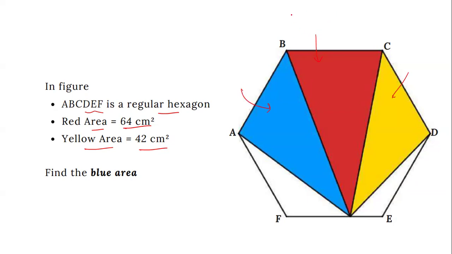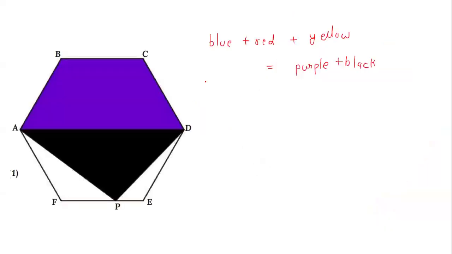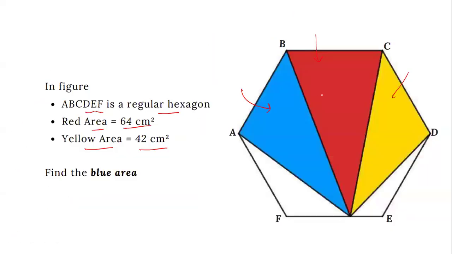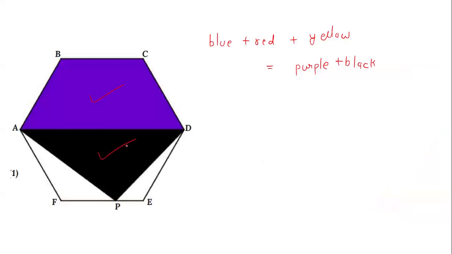So let's see how we can find that. You see, the red plus yellow plus blue area is equal to this purple area and this black area. You can easily see that. So the blue plus red plus yellow is equal to purple plus black. We can easily write this.